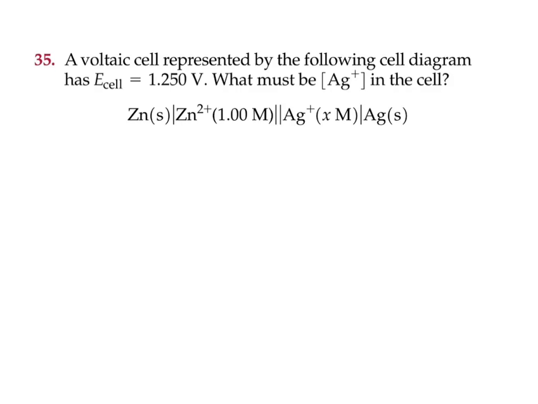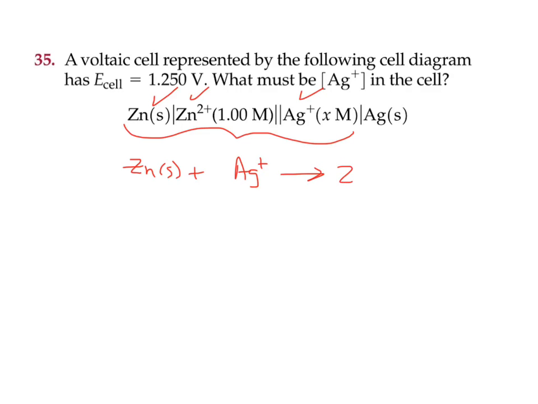Did anybody do these? Should we look at these? Okay. All right, so let's think through this. What I would have to do is almost like deconstructing from that what the redox reaction is. So it's got zinc reacting with silver to form the zinc cation plus silver solid.